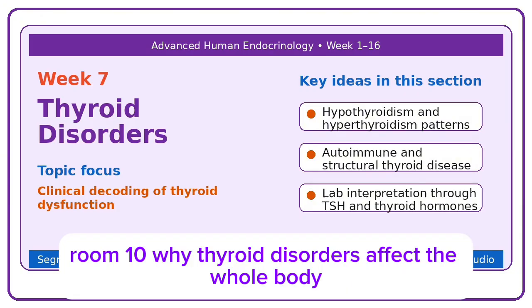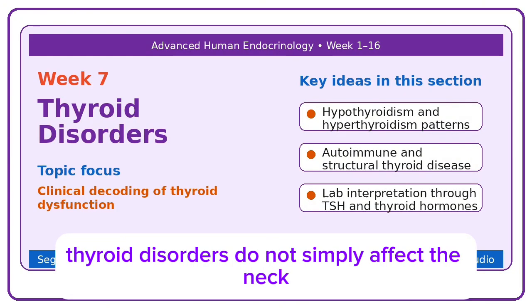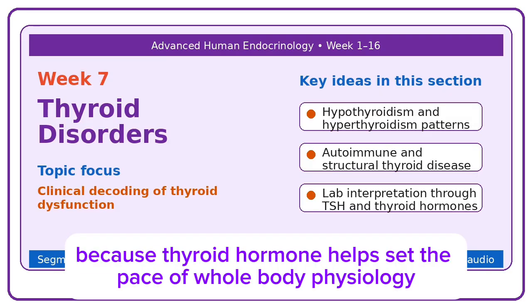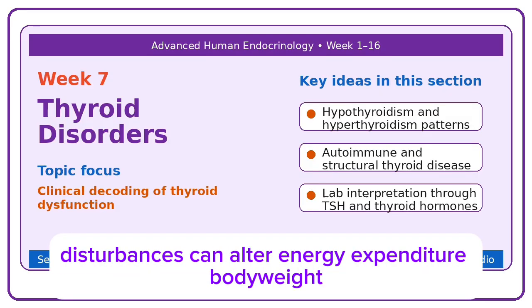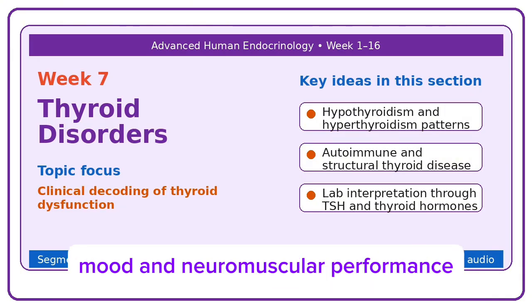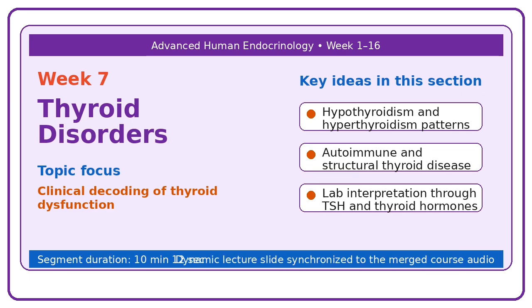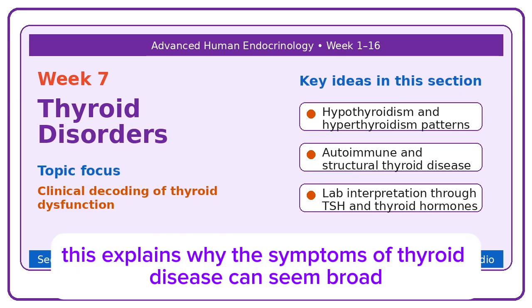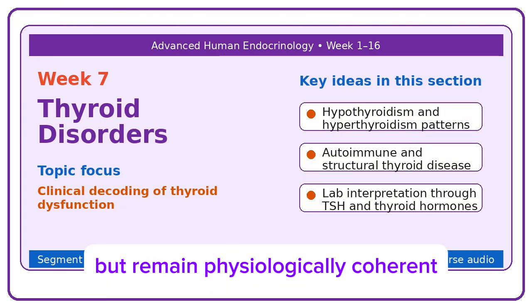10. Why thyroid disorders affect the whole body. Thyroid disorders do not simply affect the neck. Because thyroid hormone helps set the pace of whole body physiology, disturbances can alter energy expenditure, body weight, cardiovascular function, gastrointestinal motility, mood, and neuromuscular performance. This explains why the symptoms of thyroid disease can seem broad but remain physiologically coherent.